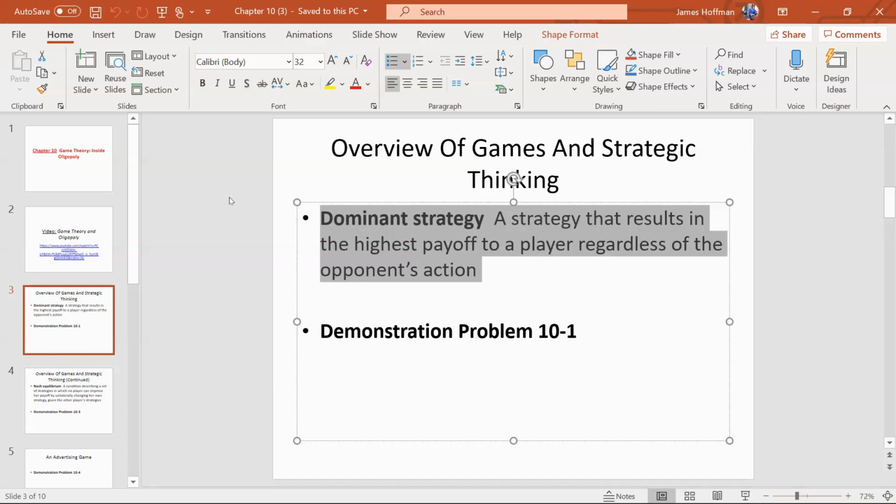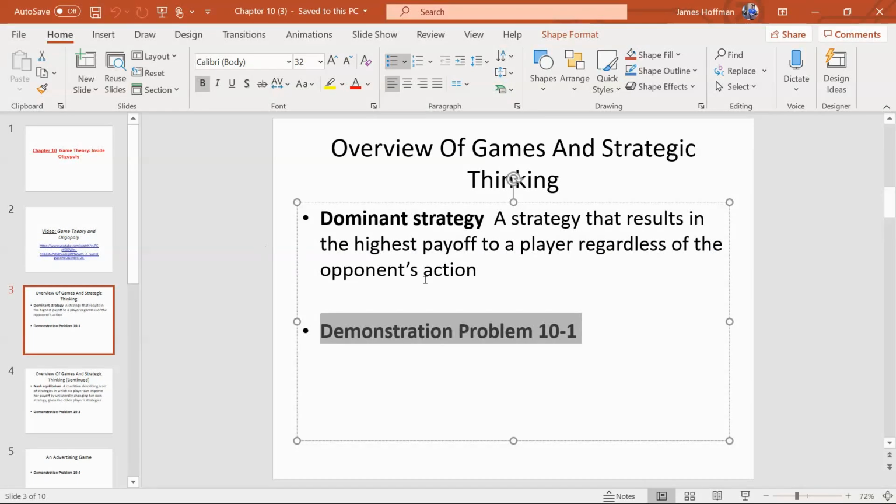We got a bunch of examples, but let's start with demonstration problem 10-1. All right, and so I did that on the Word document.